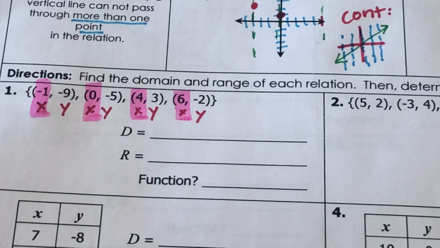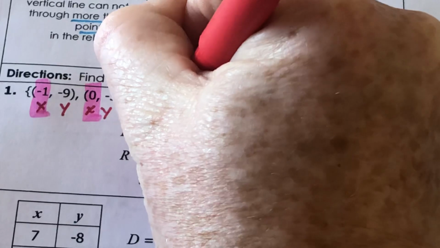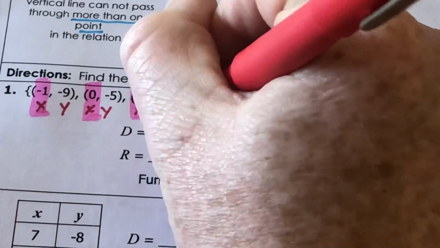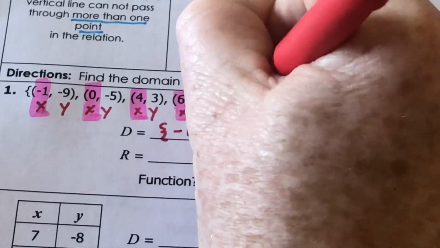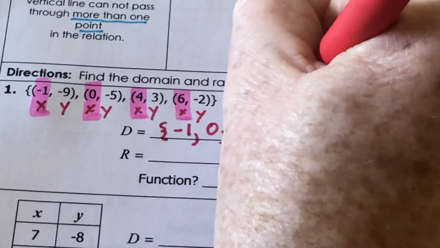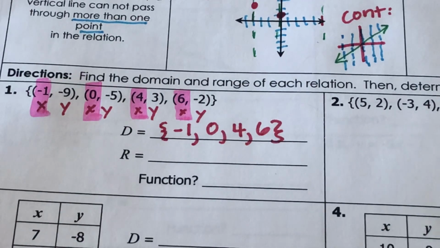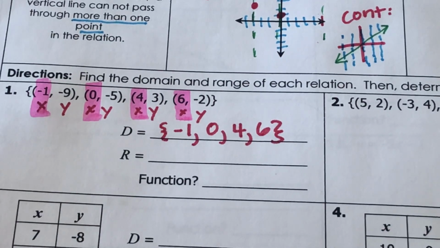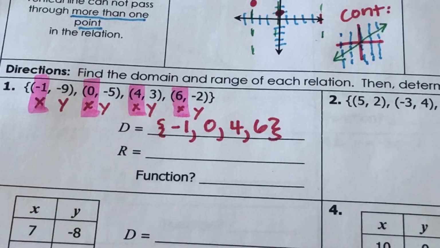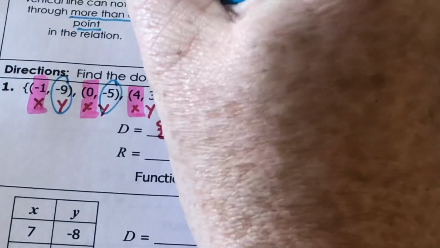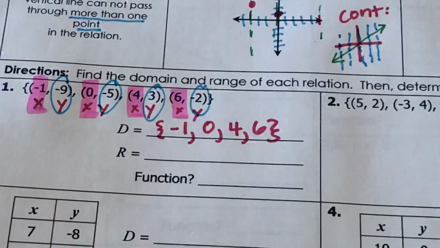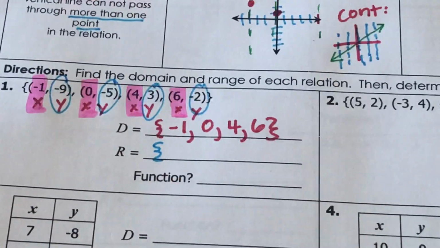Okay, so -1, and we just list them out. If you can't do the braces, that's fine, just write them with commas. -1, 0, 4, 6. Okay, that's my domain. Then my range, we're writing the y values, -9, -5, 3, -2. Okay, now they don't have to be in order for me. I don't care. Just list them.